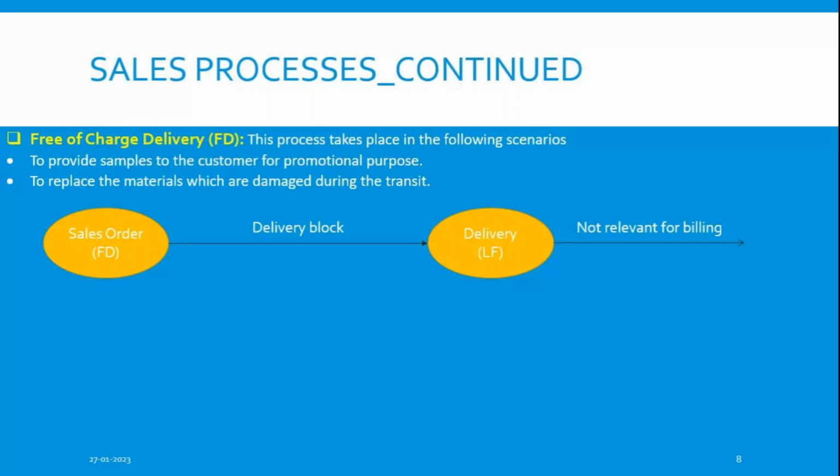So what does it mean? The company is having a control. See, they want to give a free sample, but to which customer do they want to give it?